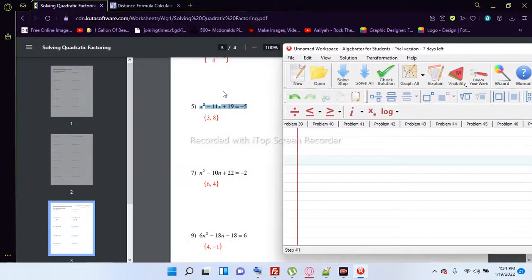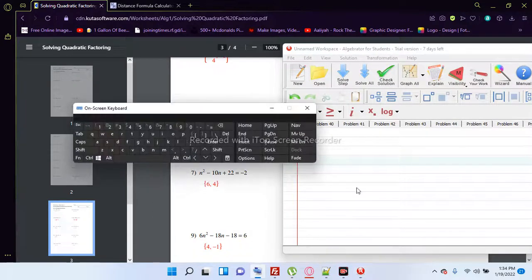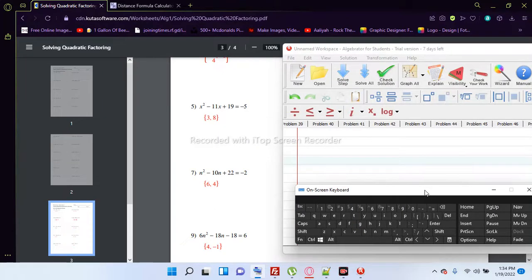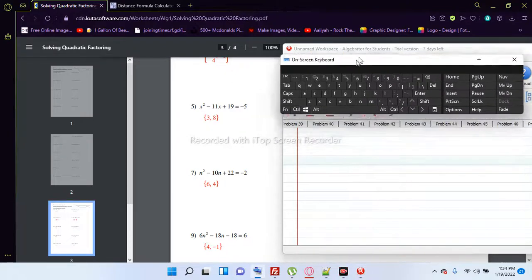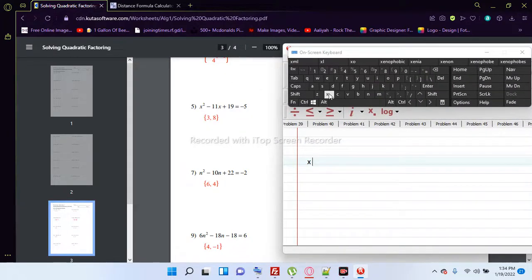Alright, let's write that up. X squared. So we go x squared, grab this, and put it here. X squared, shift and the 6 key for squared, we can do that. Click minus 11x, plus 19, equals a negative 5.